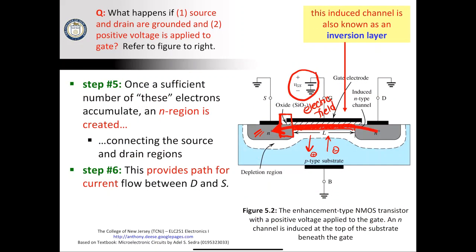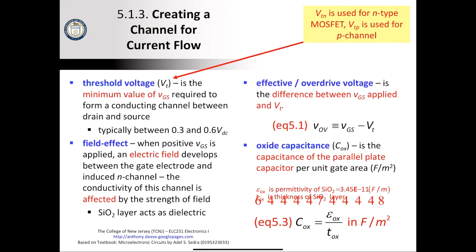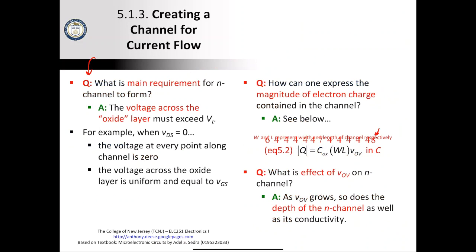When both of these are grounded, that means that the voltage along this entire area right here is going to be equal to ground. And that means that the voltage difference between this point and here and here and here, is all going to be the same. It's going to be equal to VGS.